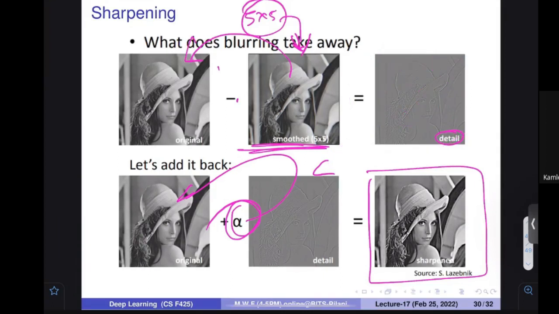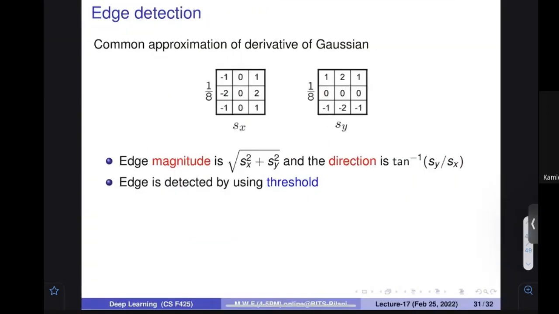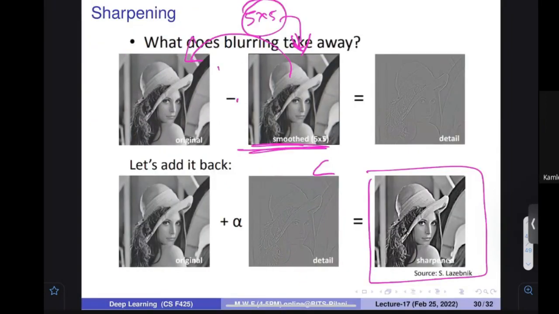So what has remained? The things which are actually less than 5 by 5. Those things are the final detail. I have added those final details, by multiplying with alpha, to the original image over here. The original image has this particular part added, and that's why the image becomes better. Okay. So this particular operation is called sharpening. Very interesting operation. This is how you do sharpening to images.